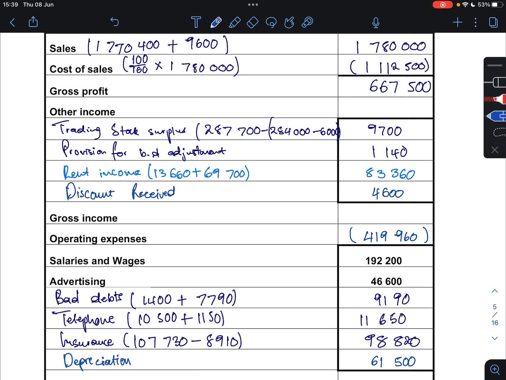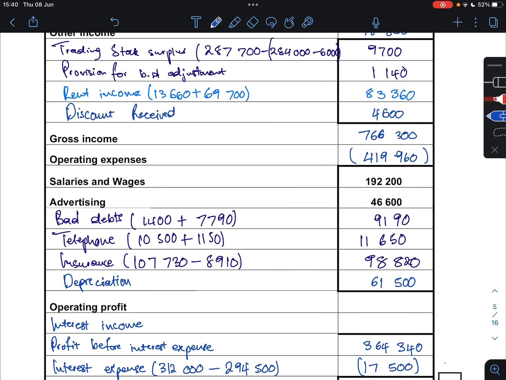4,600 plus 83,360 plus 1,140 plus 9,700, and that gives you 98,800. And then you add these two amounts to get your gross income of 667,500 plus 98,800, which is 766,300. Okay, and then you take this, you subtract this, and then you can get your operating profit.